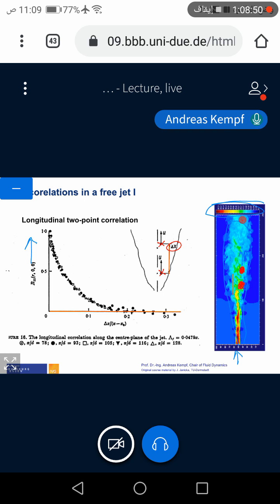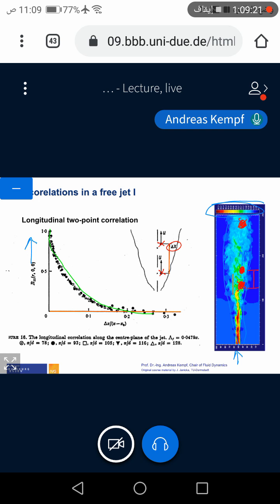If the spacing of the points is bigger, so we compare this point with that point, then the connection is less strong. And it's less likely that we see a strong correlation. And this is represented here by this plot. This shows us the longitudinal 2-point correlation. The horizontal axis is the distance between the points. We observe a correlation function that looks like this.